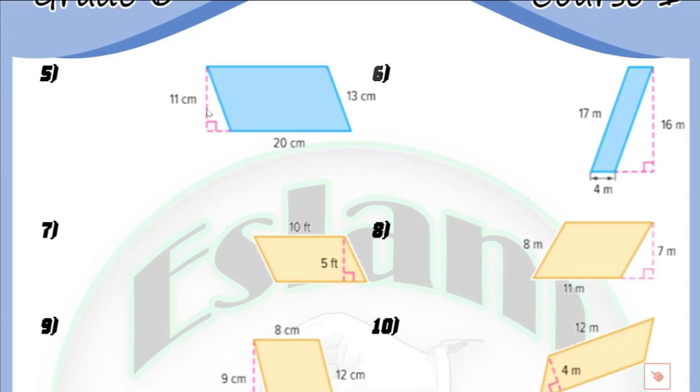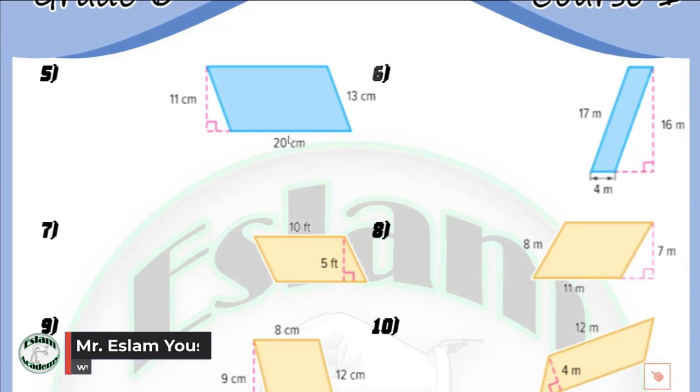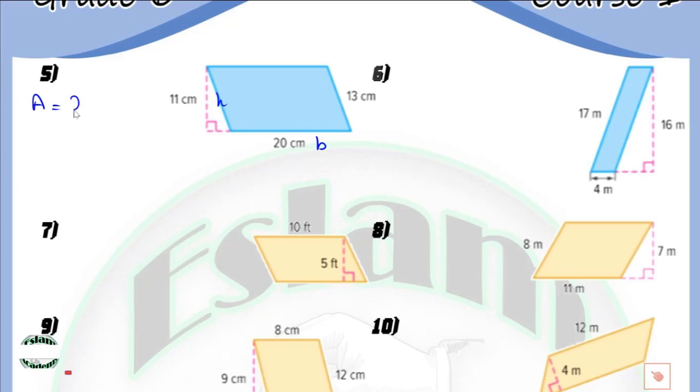In question number 5, we need to find the area of the parallelogram. If you look at it, we have the height equal to 11, and we have the lengths of two sides. Each of them can be the base of the parallelogram. Which one can we choose? We need to look at the height. The height is perpendicular to the side 20. So 20 will be the base and the height will be equal to 11. The area is equal to 20 multiplied by 11. The answer is 220 square units.